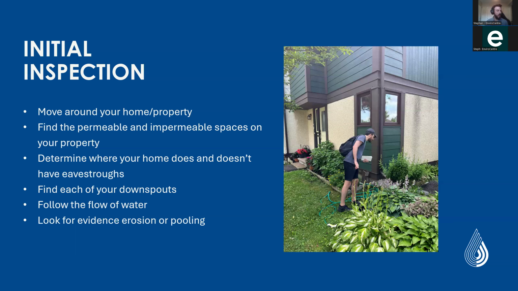And then another thing we want to look out for is evidence of erosion or pooling. For erosion, you'll usually see this at the end of your downspouts, but you can see it sometimes in grassy areas. You'll probably know this too, just from living in your home for a while. I'm sure you see certain areas that carry water for longer than you'd like, or there are areas that are starting to get eroded by rainwater.